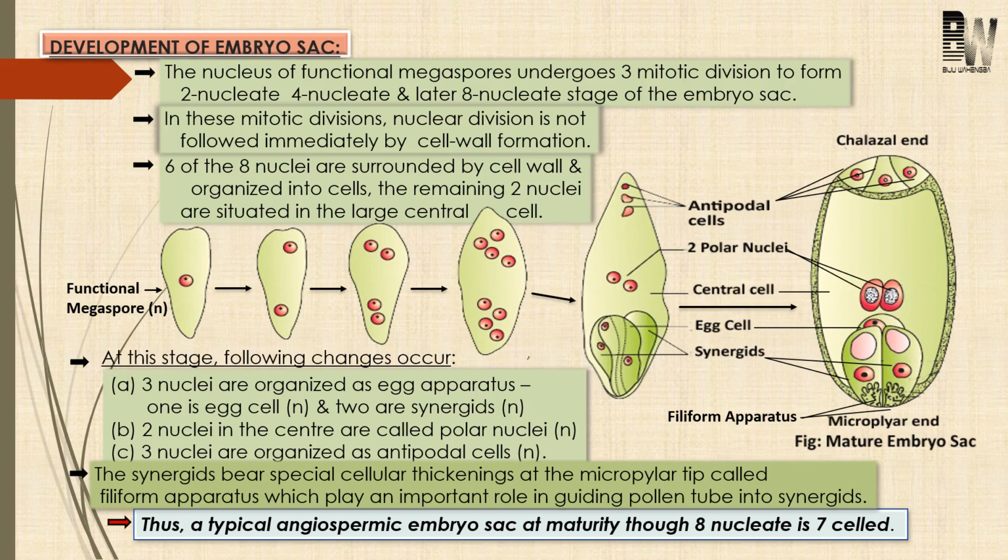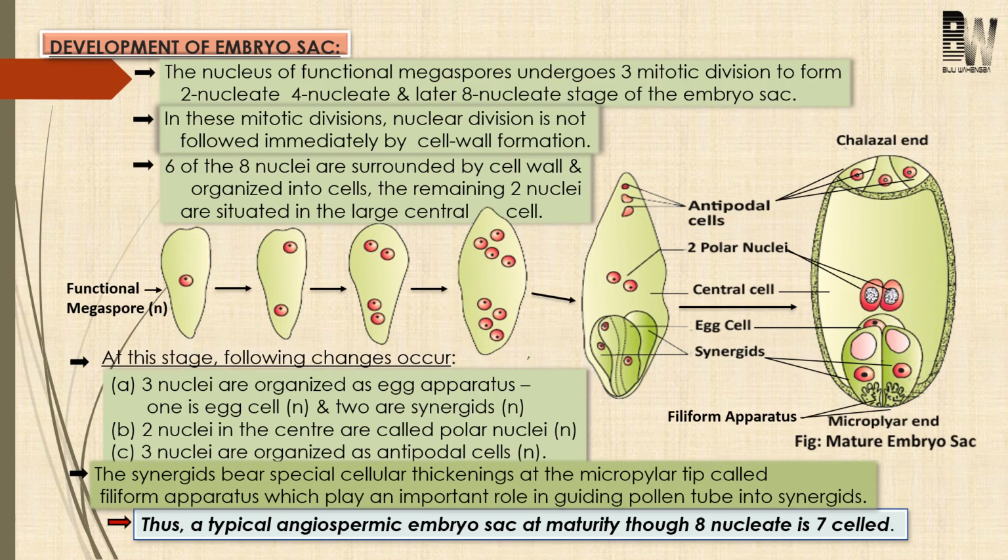I will repeat this point again. So, how does the embryo sac develop? To develop embryo sac, what happens here? The functional megaspore undergoes three mitotic divisions. Here, nuclear division will not be immediately followed by the division of cytoplasm. So at last it will lead to the formation of 8 nucleated embryo sac, and these 8 nuclei will be organized into how many groups? Into 3 groups. Group number 1, 3 antipodal cells. Group number 2, 3 egg apparatus, and group number 3, 2 polar nuclei.